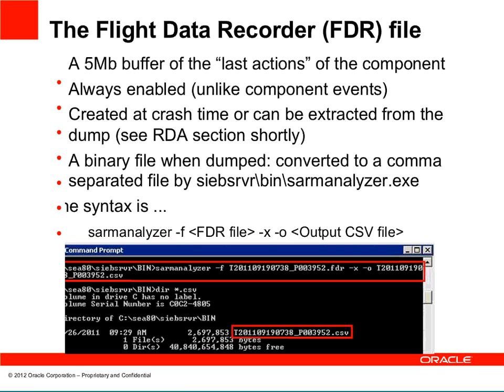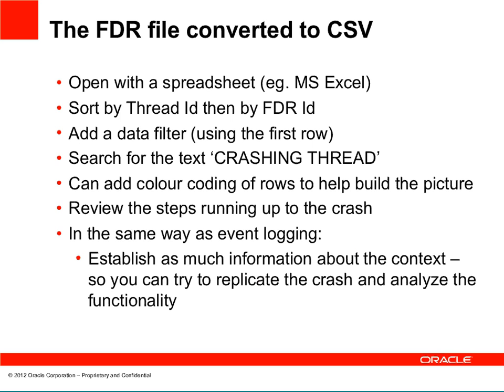So it's dumped as a binary file, but then there's a utility in the Siebel bin directory called the SAM analyzer, which is used for two purposes. But the purpose here is to convert the FDR file to a human readable format, a CSV file, comma separated file, basically, that we can then read and analyze. A CSV file can typically be opened with a spreadsheet, so maybe Excel or the Oracle OpenOffice product, and then you can search, and sort the file by thread ID and then by what's called the FDR ID. There's about 7 or 8 columns in it. The FDR file contains multiple threads, not just the thread that crashed. It just literally is a rolling buffer of all of the actions, regardless of users.